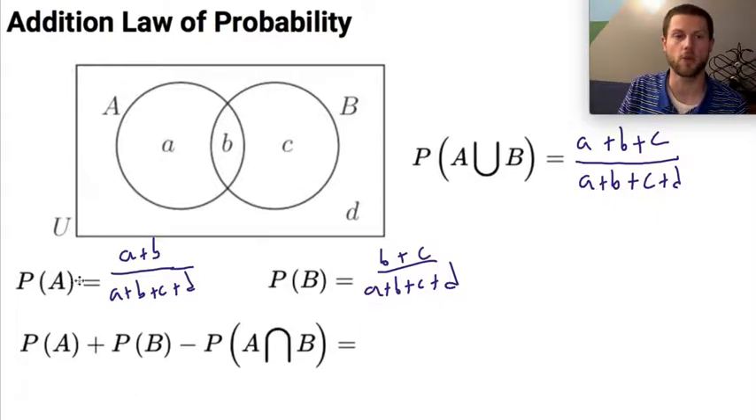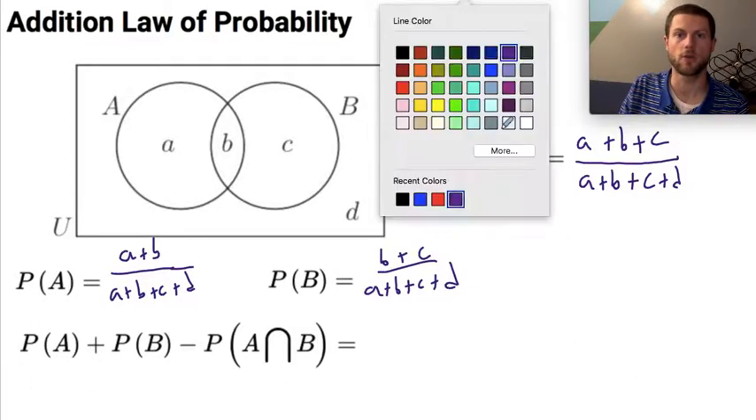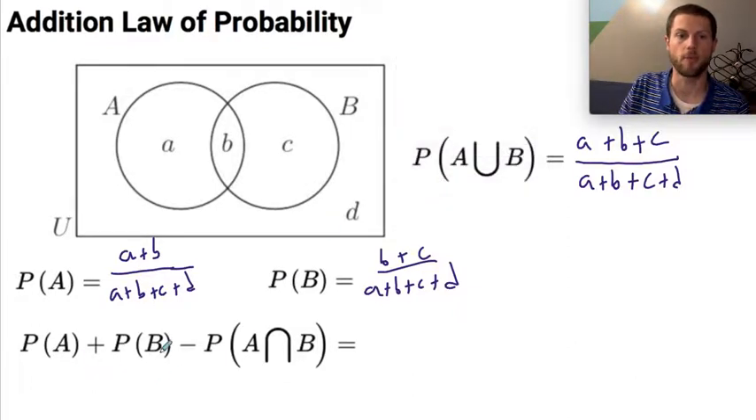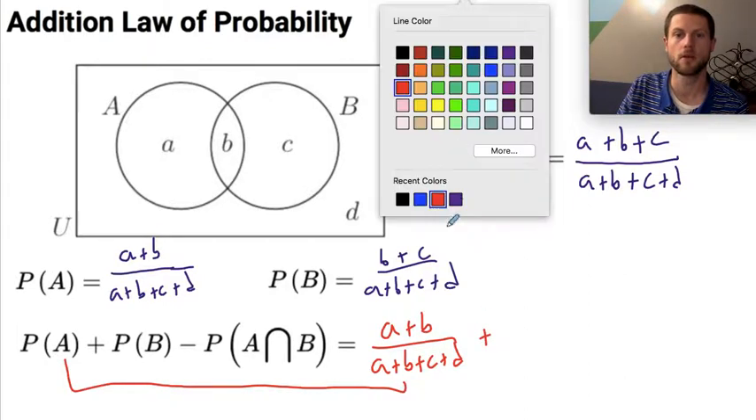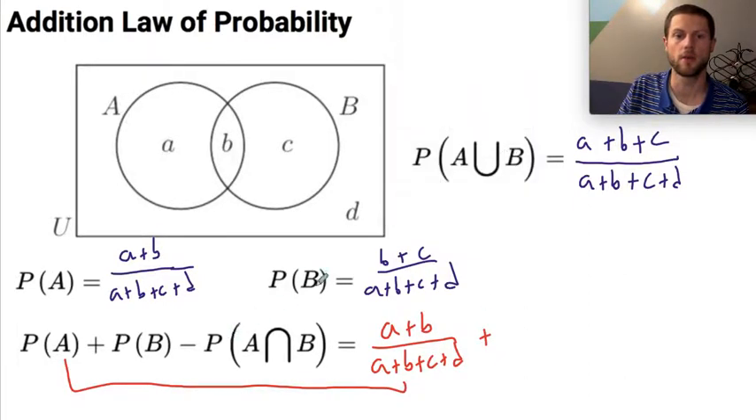Let's find what that is. Well, I know what the probability of A is. Let's go another color with this here. The probability of A is going to be A plus B over the sample space, A plus B plus C plus D. That is this, plus the probability of B. So that is B plus C over A plus B plus C plus D.